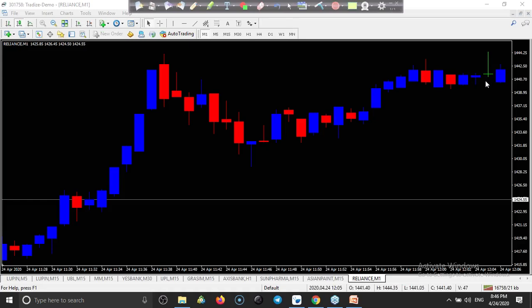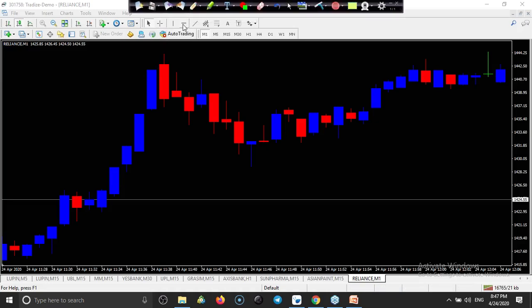Now here we have seen the doji pattern, a clear doji pattern. Can we short in this area? Can we go for sell? We have seen another doji pattern area. Yeah, perfect. I think you got it now. You catch the market.